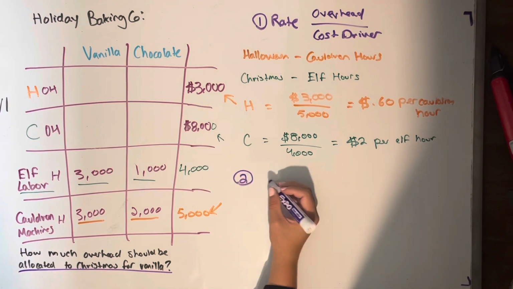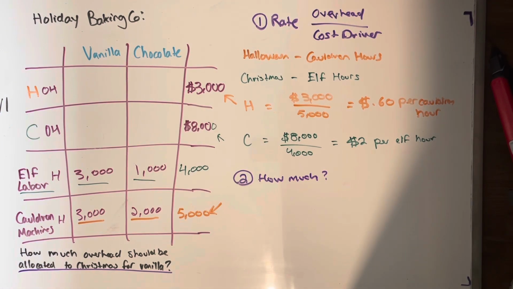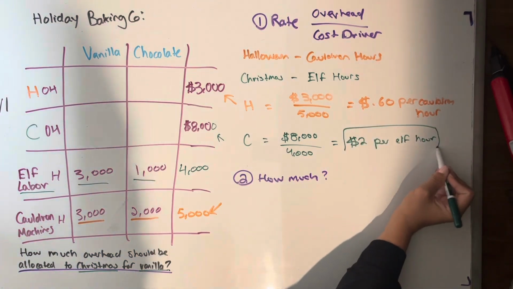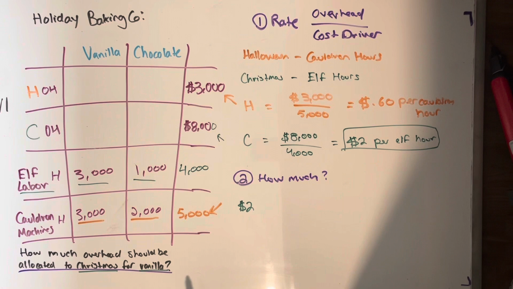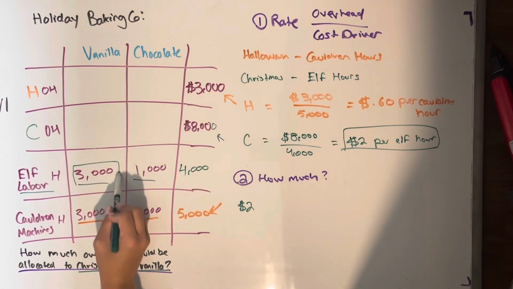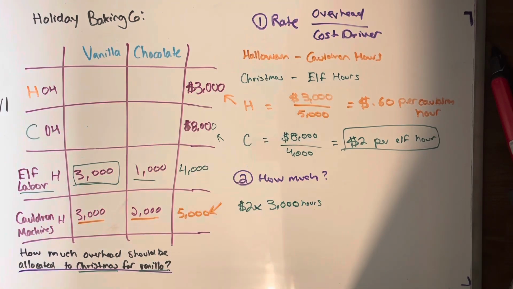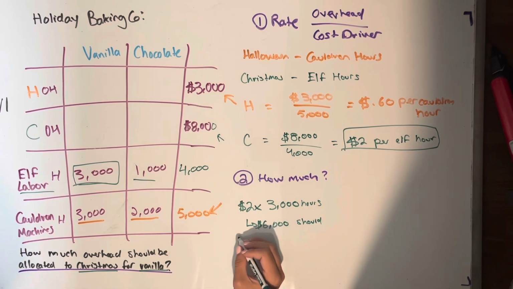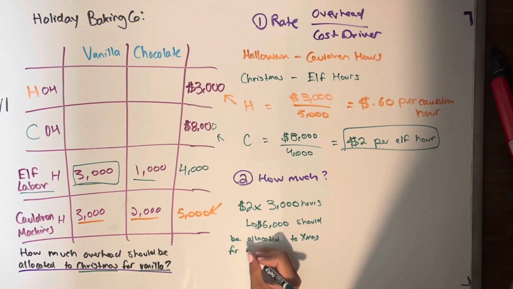So now how do we specifically get our answer to the question? Our second step is going to be how much. We want to look at the Christmas department for vanilla. We know that the rate is $2 per hour for the Christmas department. Now we look for vanilla cupcakes, 3,000 labor hours, and we just multiply that together. $6,000, so $6,000 should be allocated to the Christmas department for vanilla cupcakes.